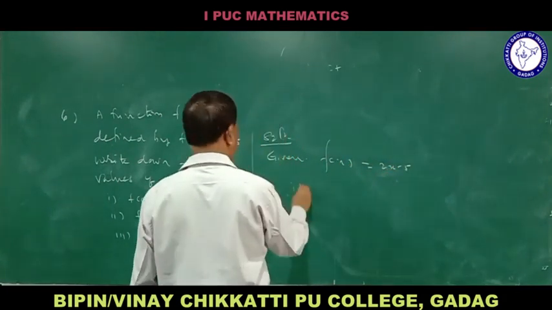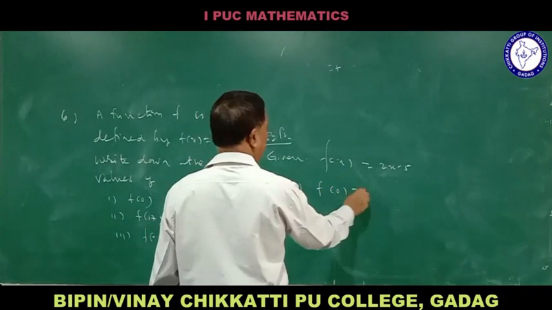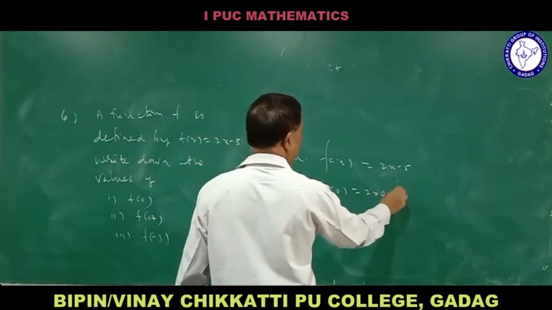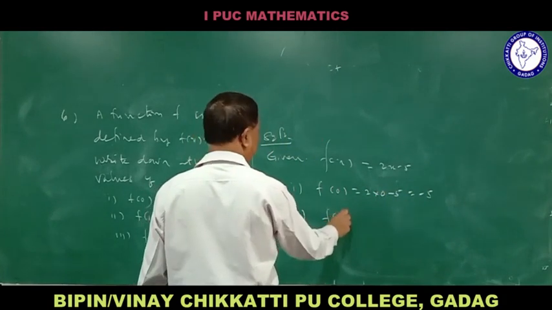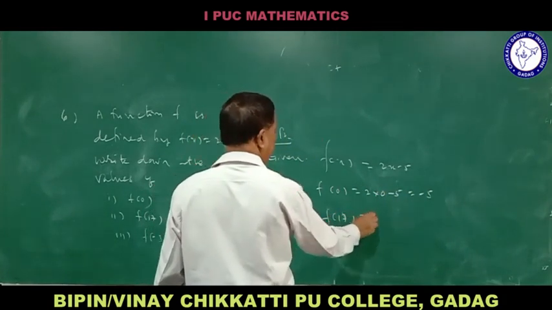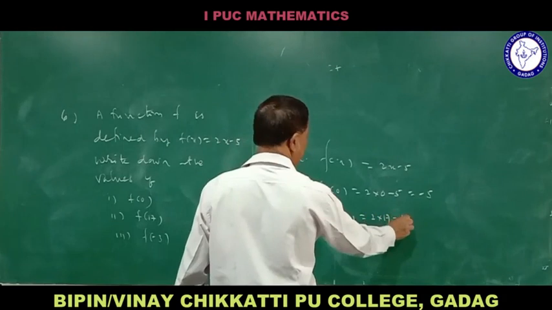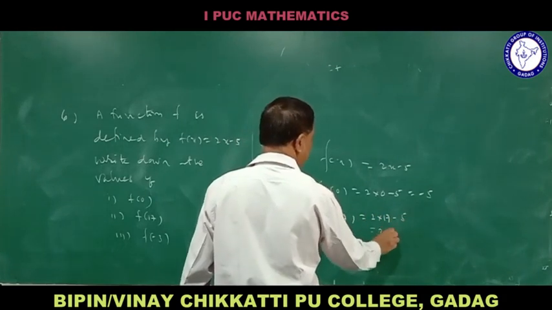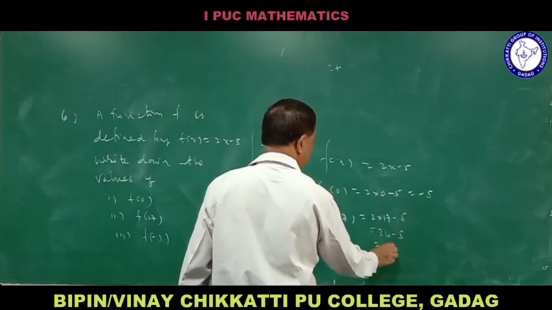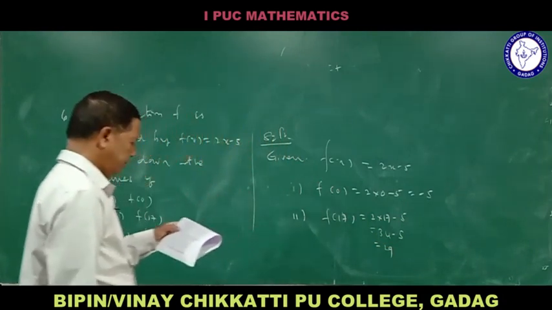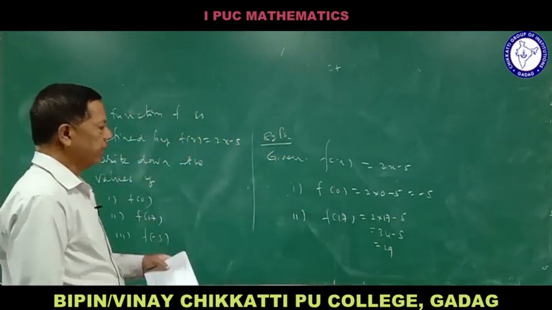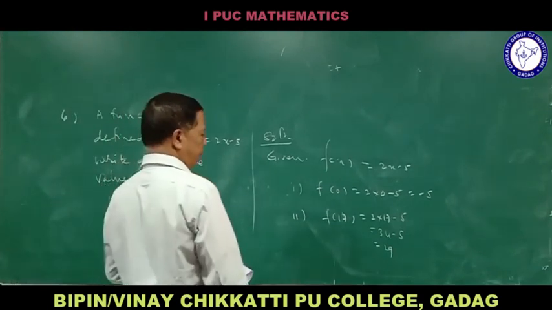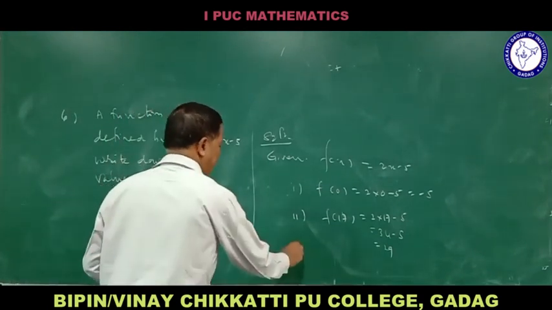The first answer is f of 0. This means 2 into 0 minus 5. The answer is minus 5. The second one is f of 17. This is 2 into 17 minus 5, that is 34 minus 5. This is 29.